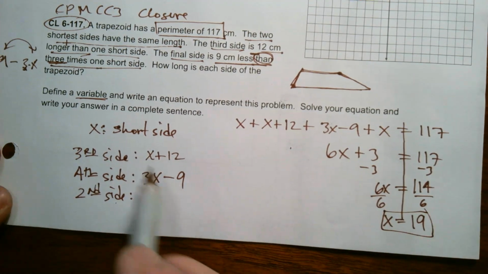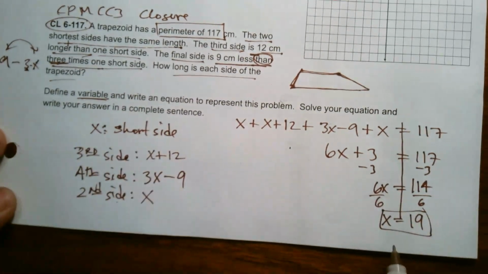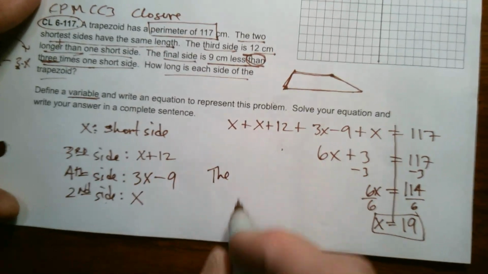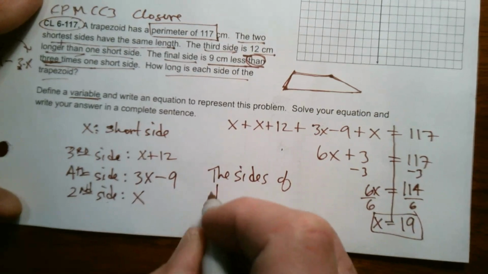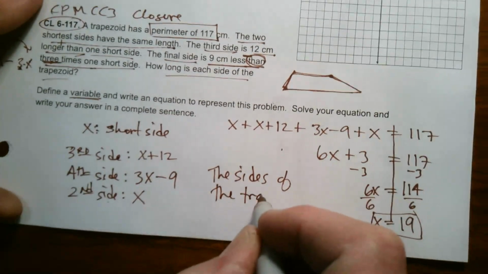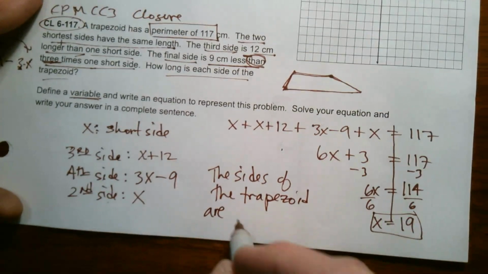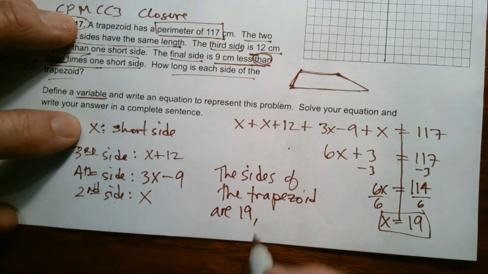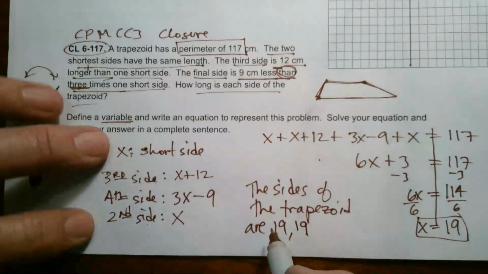I'm not done though, because I have to answer my question. It wants to know how long each side is. So the sides of the trapezoid are, if x is 19, that's my short side, 19. I know my second side is also 19. So it's 19 and 19.